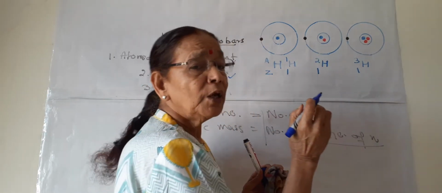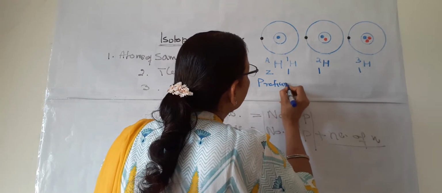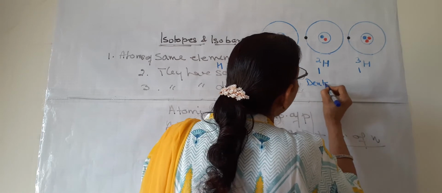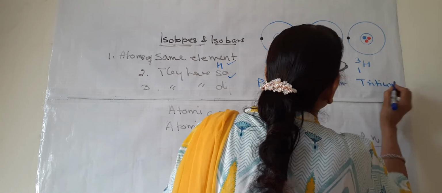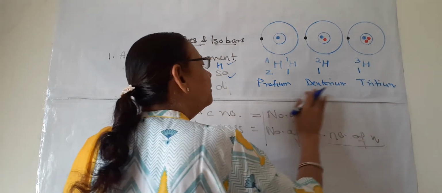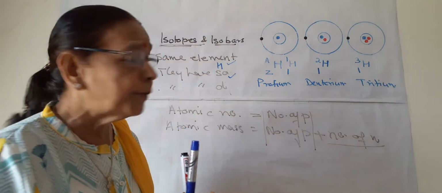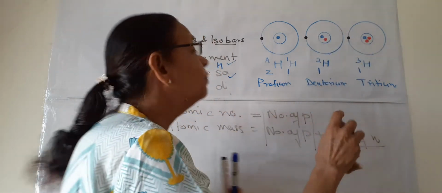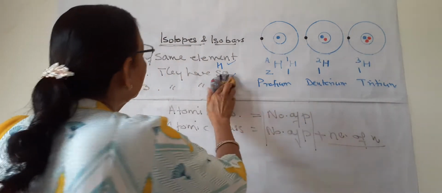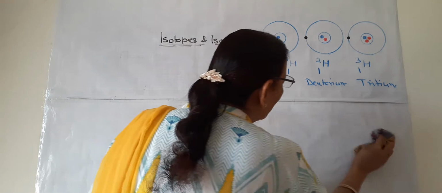Special names are given to the isotopes of hydrogen. This is known as protium, this is known as deuterium, and this is known as tritium. So this is protium or normal hydrogen, deuterium and tritium. So these are three isotopes of hydrogen. They are found in nature, and sometimes we call them heavy hydrogen. Why? Because their mass is more than this hydrogen. There are isotopes of many other elements also found in nature.